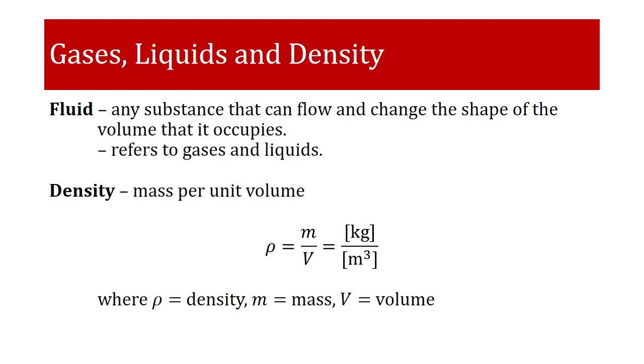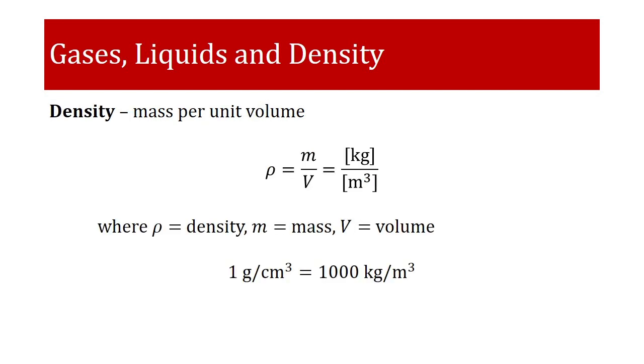Mao na siya ang standard unit sa density. Another commonly used unit for density is grams per cubic cm, pero dili na siya standard, no? We still consider kilograms per cubic meter as the standard unit. And 1 gram per cubic cm is equal to 1,000 kilograms per cubic meter.